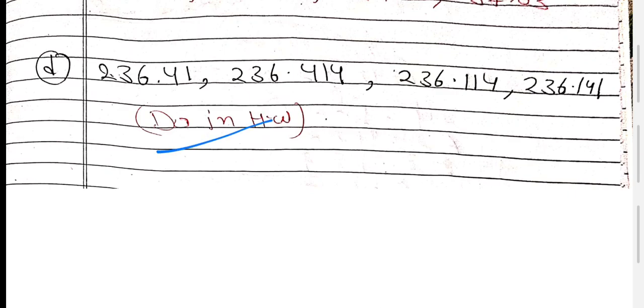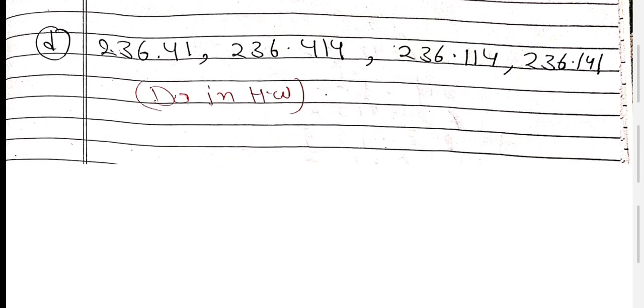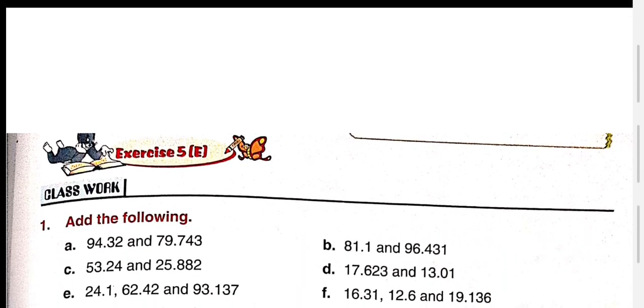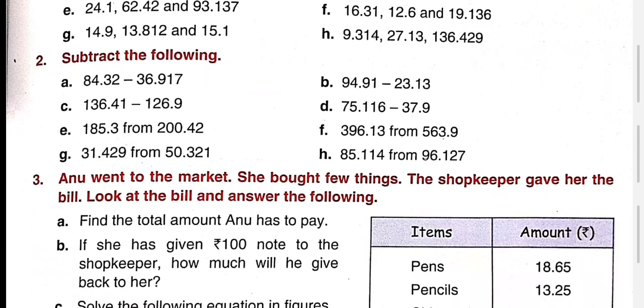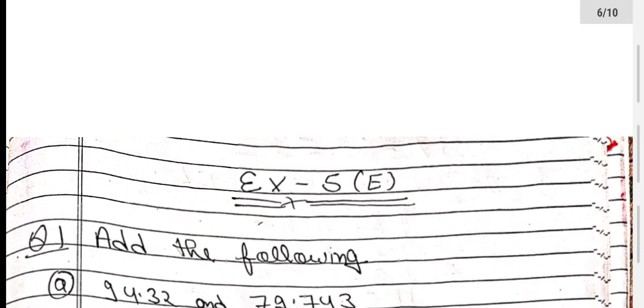Similarly, the D part you have to do by yourself as homework. Now come to the next exercise. Next, exercise 5e. In this you have to add the following and subtract the following. So this question is also done with the help of like fractions only. Okay, now just come to exercise 5e.